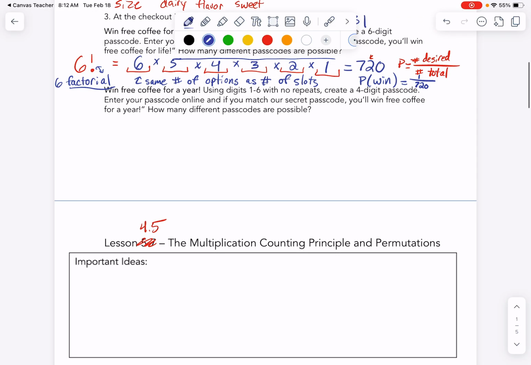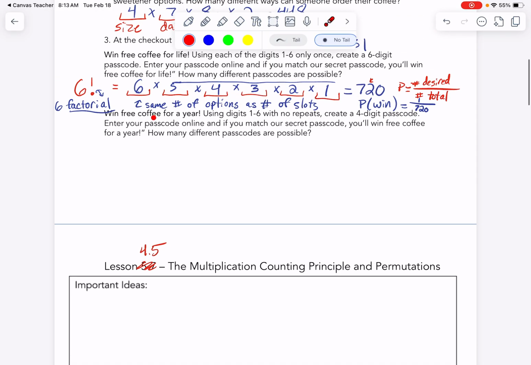So the next promotion is win free coffee for a year. So this is slightly not as good as winning free coffee for life, right? This is only winning for a year, but it's okay. We're still using the digits 1 through 6. We still have no repeats, but now we're only making a 4-digit passcode. So we're going to enter that passcode online, and we're going to see if it matches the secret passcode, and we'll win free coffee for a year if we do that.